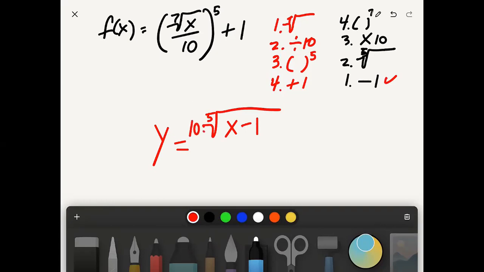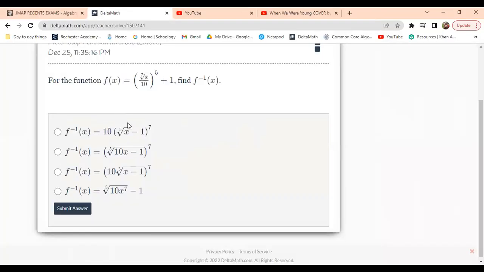So I'm going to put the 10 in front, and I can do that because of the commutative property, and that looks better. And then I'm going to raise all of that to the seventh power, because that's the last thing to do there. And that is our inverse function. 10 times the fifth root of x minus 1, all of that product raised to the seventh power. So if we go over to DeltaMath, let's see, which one would that be? It would be this one here, the third one.